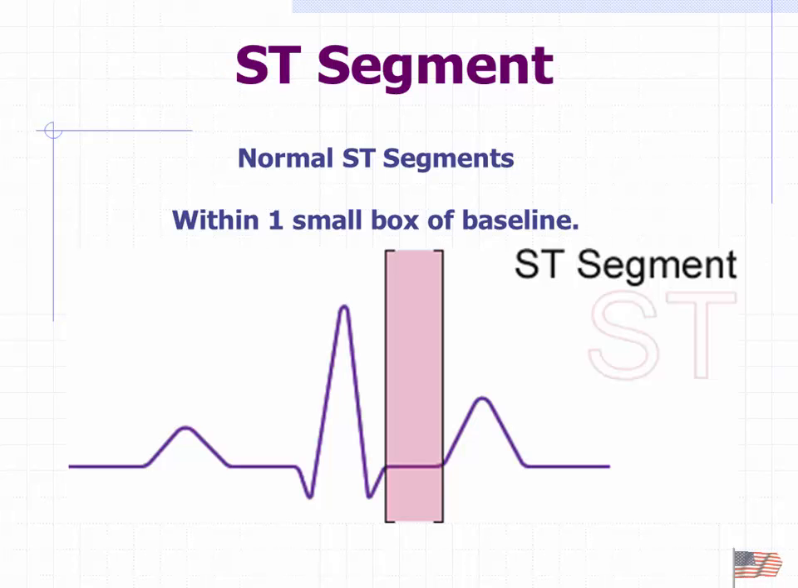And then the ST segment shouldn't be much variation from baseline. It should be that isoelectric flat line that's occurring after the QRS complex at the beginning of the T wave. If we're seeing it up here, we're going to call that an elevated ST. We see it down there, I'm going to call it a depressed ST.